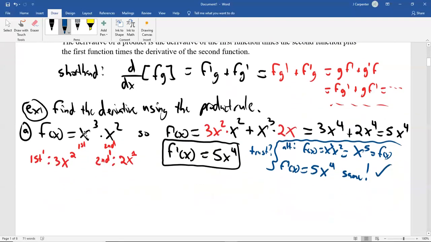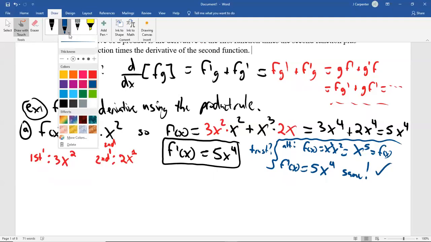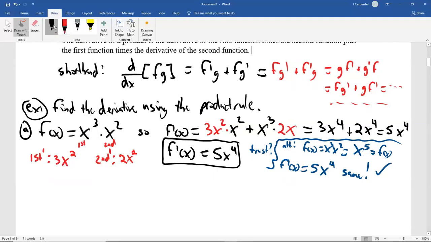So let's see another one. Let's step up the difficulty just a touch. B. Let's have our function, whether it says f of x equals or y equals or whatever, and you don't even have to write it as a function. I can just write the polynomial terms. Let's have 2x plus 3 in parentheses times x cubed minus 2. That's x cubed minus 2.